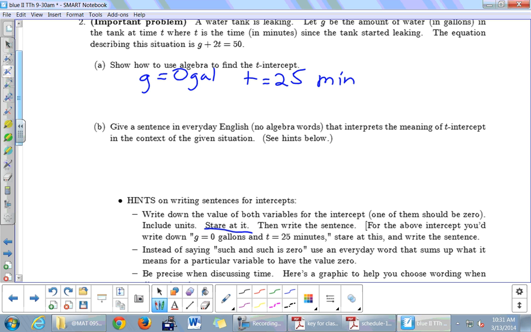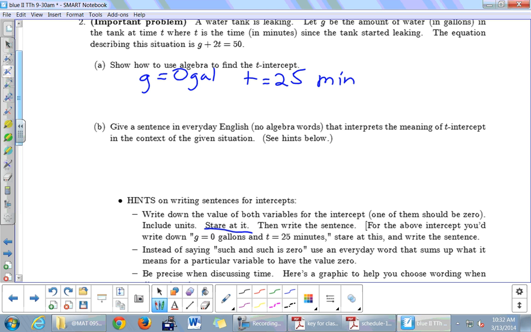And so let's look at our 3 sentences that are over here on the board. First one, 25 minutes since the tank started leaking. Second one, basically the same. It's been 25 minutes since the tank started leaking. Third one, no gallons are left in the tank 25 minutes after the tank started leaking. Which of these 3 captures both pieces of information we've written on the board? Is it... They're all B. The third, right?